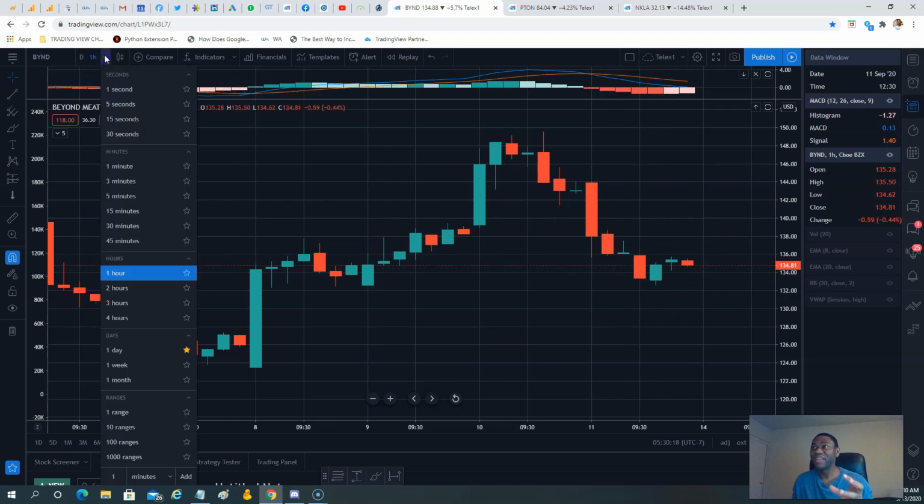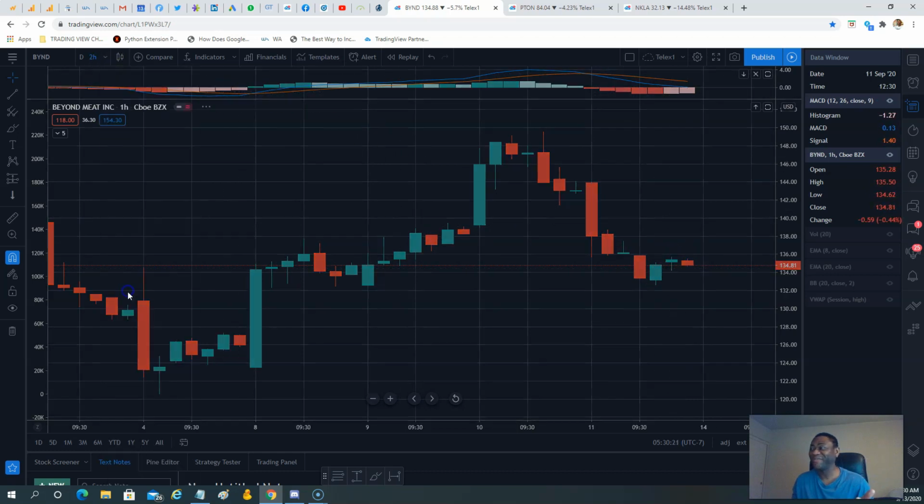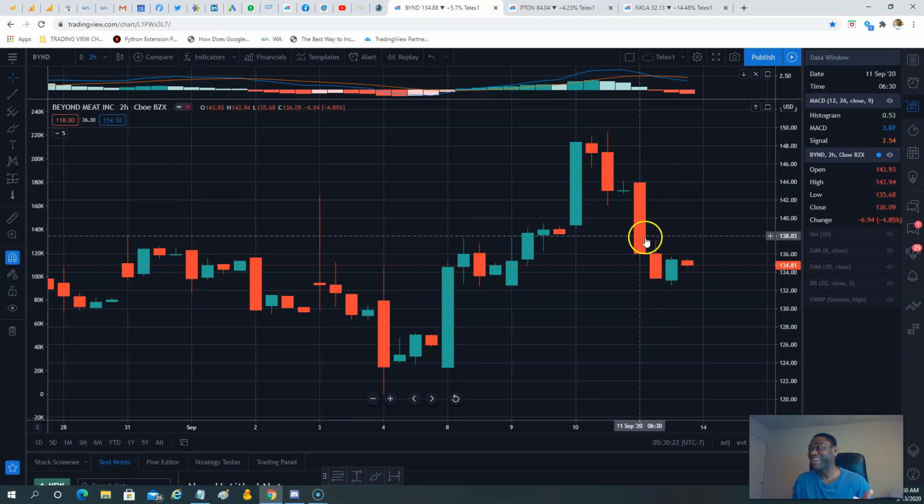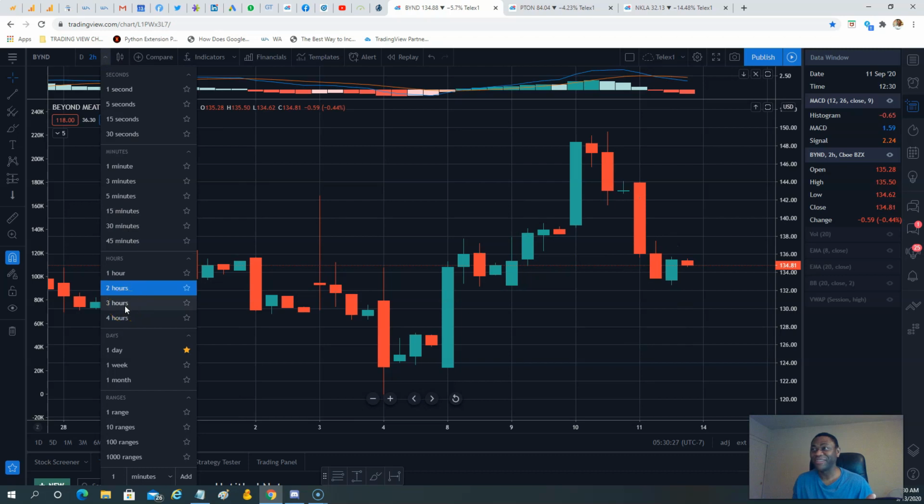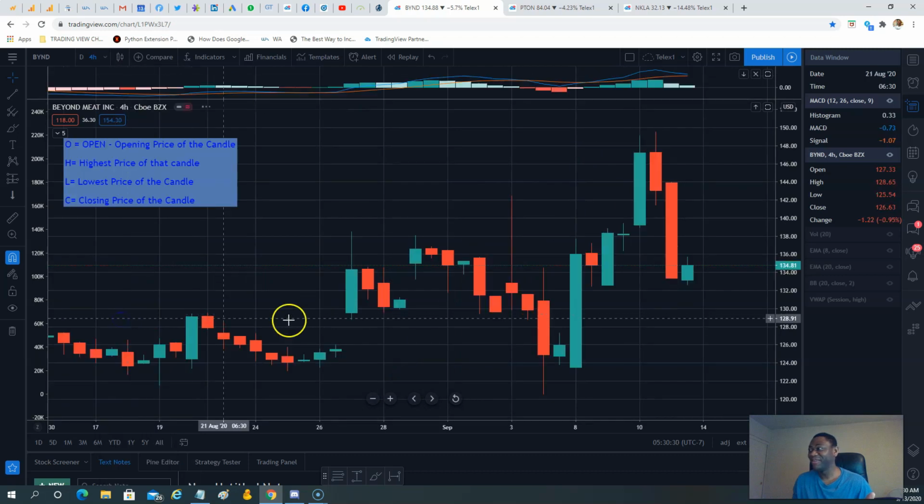Now, if I select 2 hours, what happened? I have 8 candles. Now, if I select in terms of my granularity 4 hours, look how many candles I'm going to have. For the 11th, I'm going to have just 2 candles. The first one from 9:30 Eastern plus 4 hours, that's 12:30, and then the last candle will be on here.